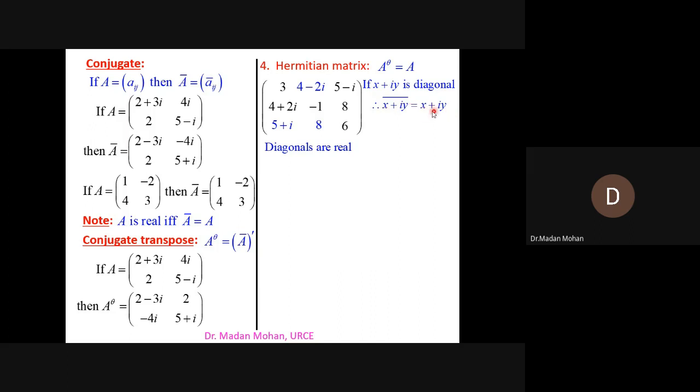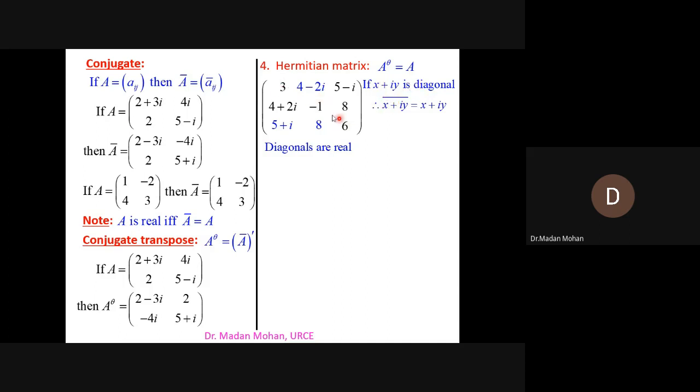Please look at how I have written it. Suppose x plus iy is a diagonal element. Many of you may be confused here: the conjugate of x plus iy is x minus iy, but I have written x plus iy. Here my intention is that I have taken a Hermitian matrix and in it I have taken a diagonal element.